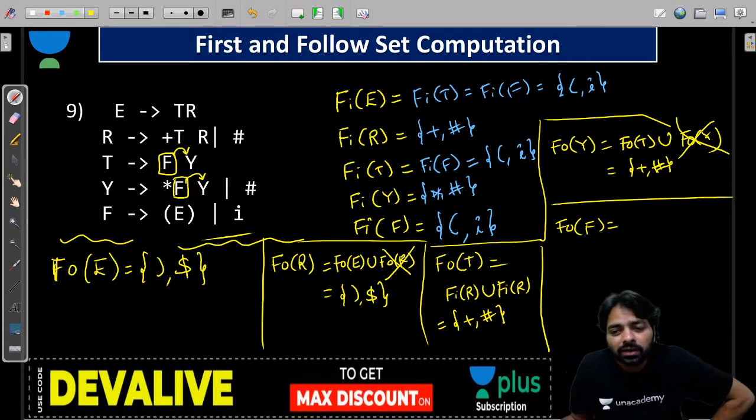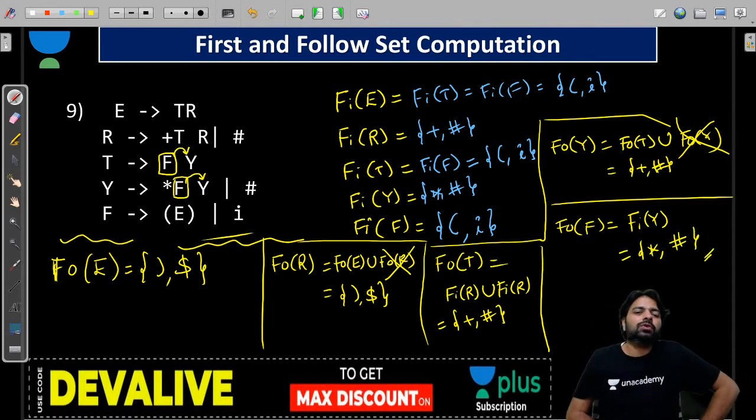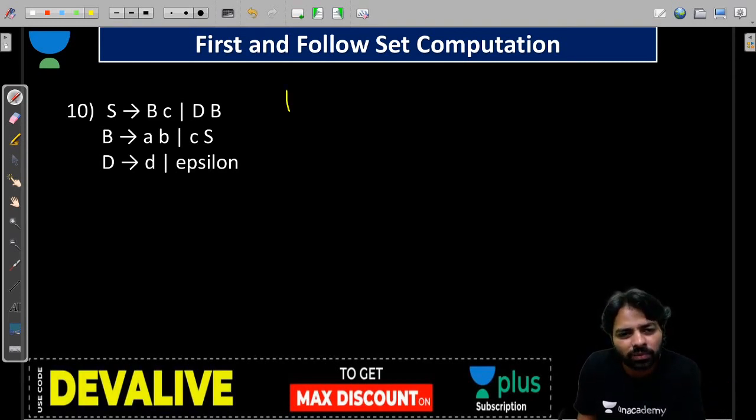So here both are the same because Y doesn't derive epsilon. The first of Y we already computed. There is no epsilon. Yes, this is about the follow set, guys. This is about the follow set. So that was the 10th one. Similarly, we do one by one.